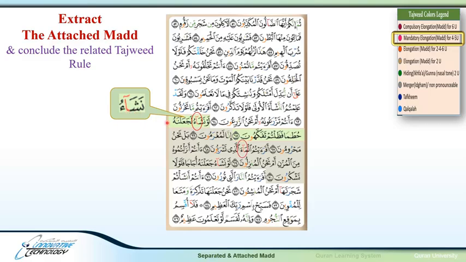"Nasha". Second example is "ma", "afara'aytumul ma". The alif here, the harf al-mad, the vowel, is followed by the hamza within the same word, and the rule is a mandatory elongation for 4 to 5 units. "Al-ma". Again, "nasha" is another example in the same verse.